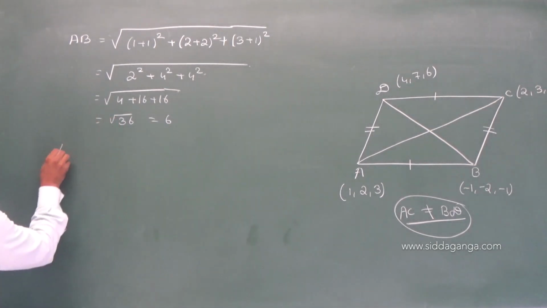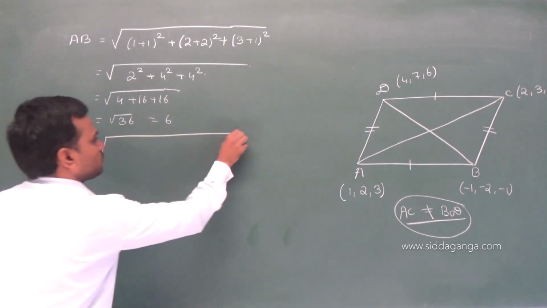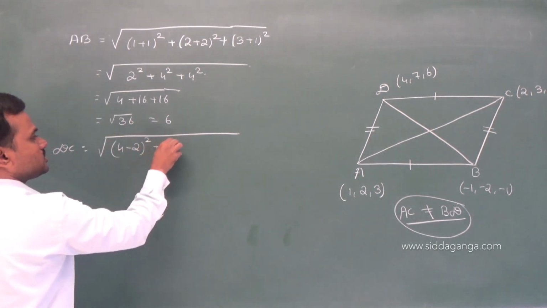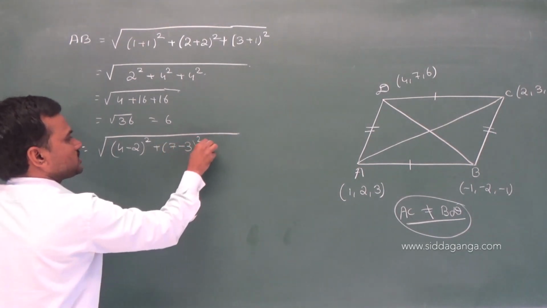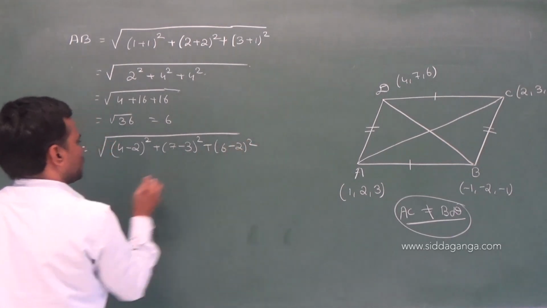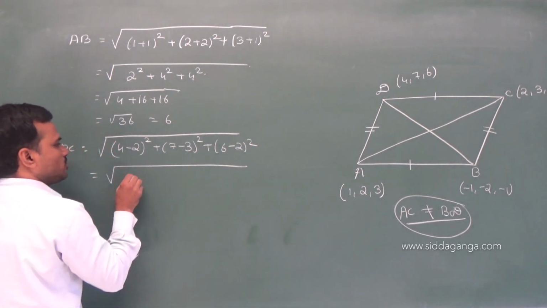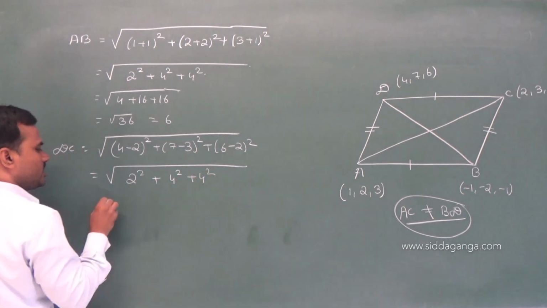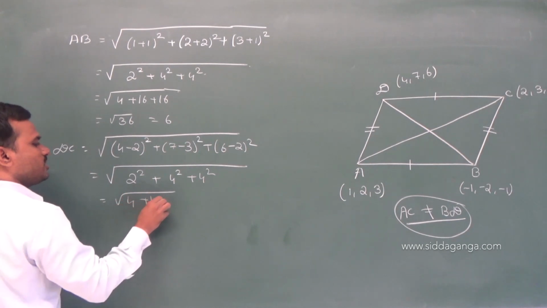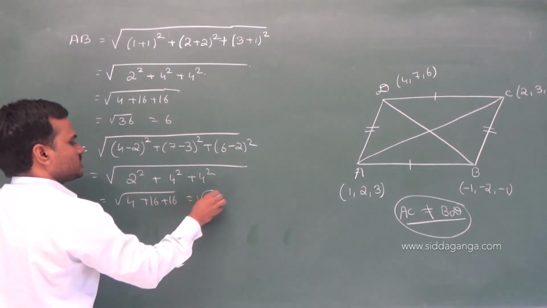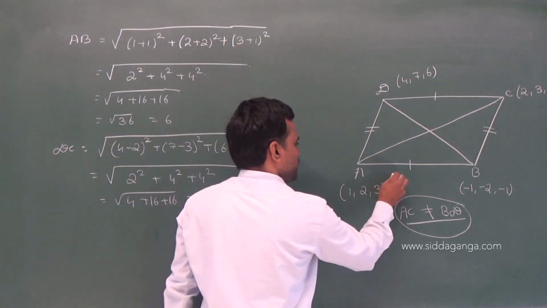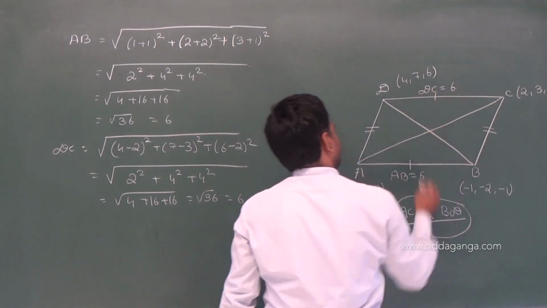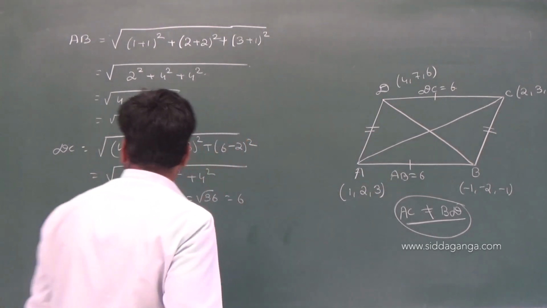Okay. Second one, DC. Square root of (4 minus 2) whole square plus (7 minus 3) whole square plus (6 minus 2) whole square. That is equal to square root of, 4 minus 2 is how much? 2 square. Plus 7 minus 3 is how much? 4 square. Plus 4 square. Again it is 4 plus 16 plus 16. It is 36. That is equal to 6. So here AB is equal to 6, DC is equal to 6. The first opposite sides are equal. Correct? Next.